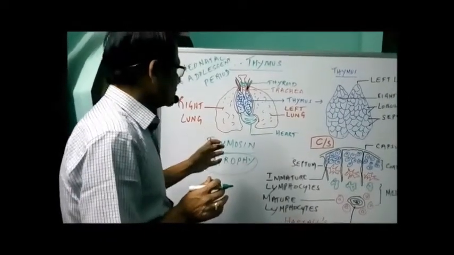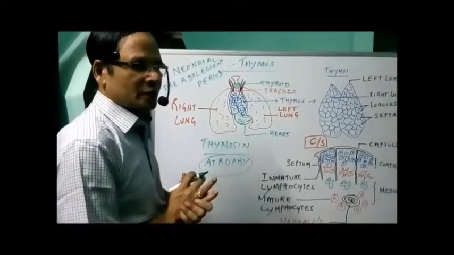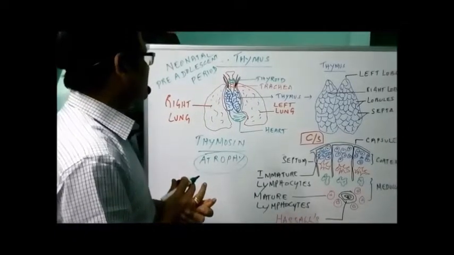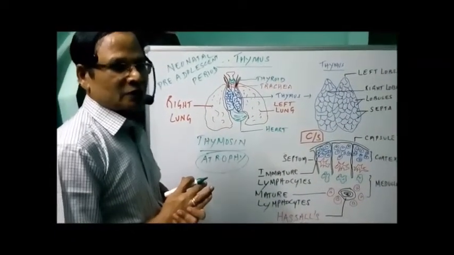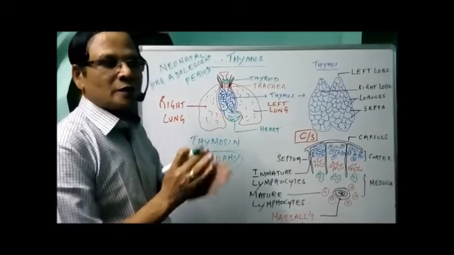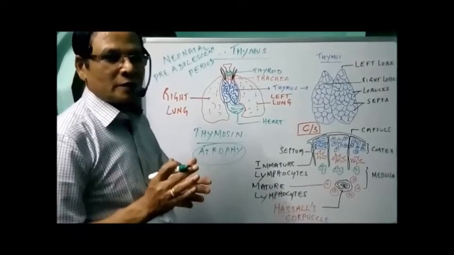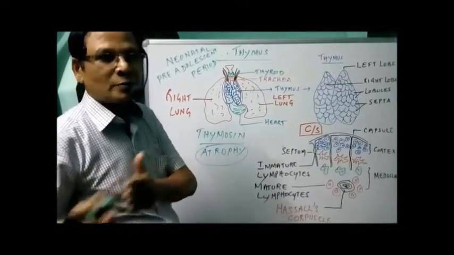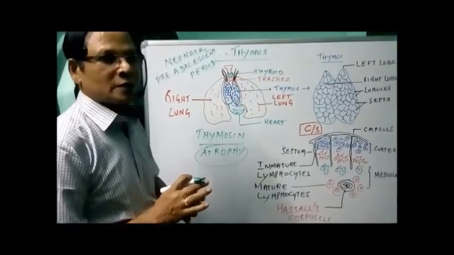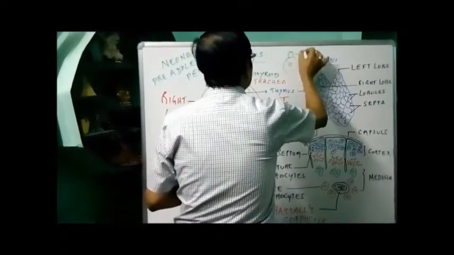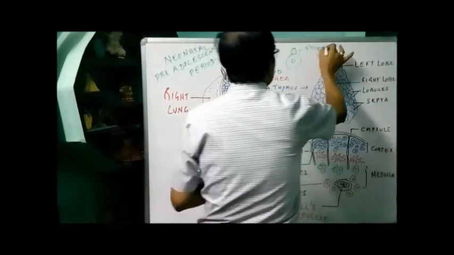So it contains mainly thymocytes, T lymphocytes. Unlike other glands, this gland has its own what is called thyme antigen. For stimulating lymphocyte production, we need antigen that comes from outside. But in the case of T cells, thymocytes, on the surface we have an antigen, what is called thyme antigen.